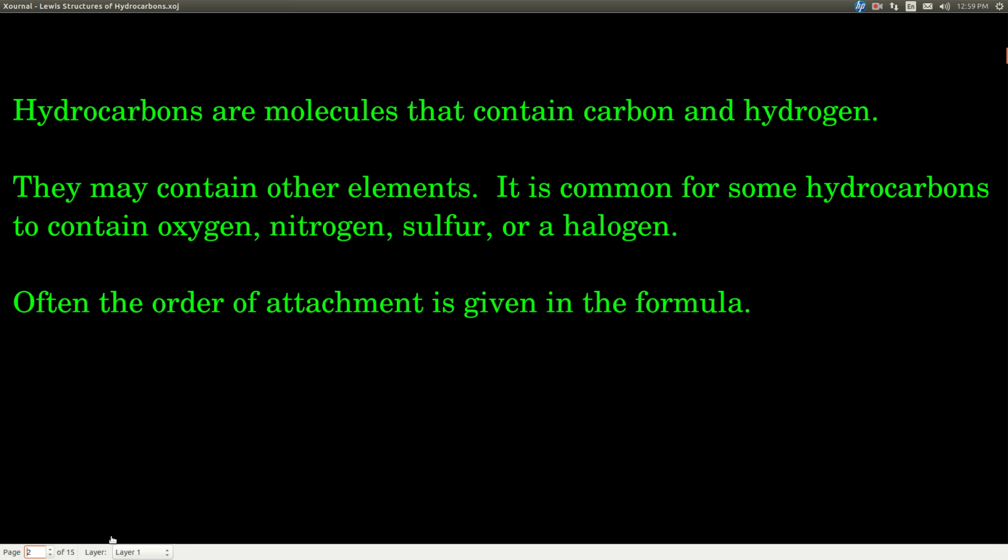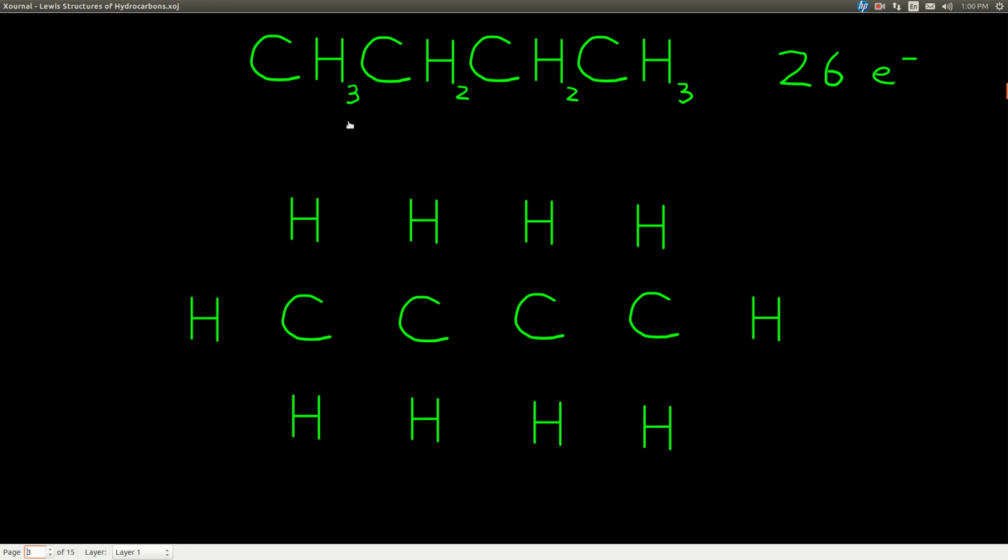And here's the thing, a lot of times the order of attachment is given in the formula. Not always, but the way I'm going to draw them for you, it will be. So what do I mean by that? Well, here's a hydrocarbon. It's CH3, CH2, CH2, CH3. Now I could have written this formula as C4H10, but that would not give you any information as to the order of attachment, so I write it this way.